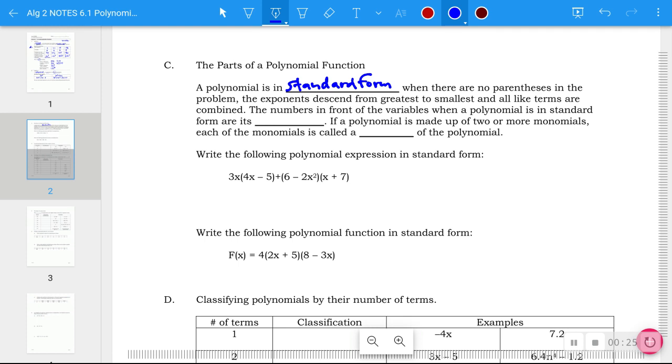You got to clear the parentheses out of the problem using either distributive or FOIL. You got to write your exponents. They have to go from highest exponent at the start to the lowest exponent at the back, which is typically your constant number. And the numbers in front of the variables are called the coefficients when you're done.